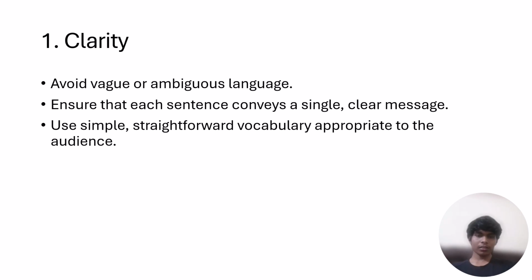There are six features. Clarity: avoid vague or ambiguous language. We should make clarity in what we are writing and ensure that each sentence conveys a single, clear message. Use simple, straightforward vocabulary appropriate to the audience.